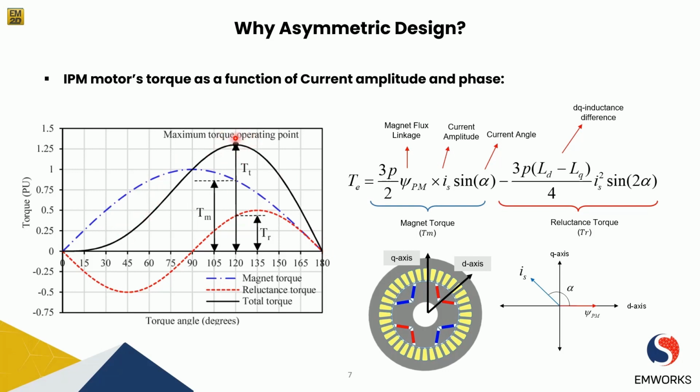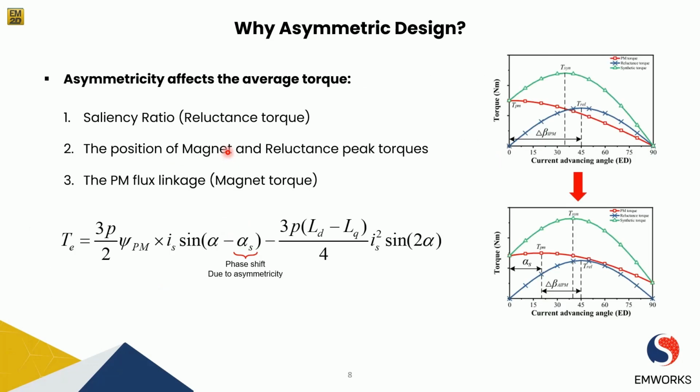And here we have the maximum torque per ampere, or as an abbreviation MTPA, where each time we try to focus on analyzing the performance of a machine in this area. But here we want to show what happens when we adopt the asymmetric design method. The first effect undoubtedly is going to be on the average torque that we showed in previous slides. As you can see in this formula, it is similar to the base formula of the synchronous machine, but here we added a new variable called a phase shift due to asymmetricity.